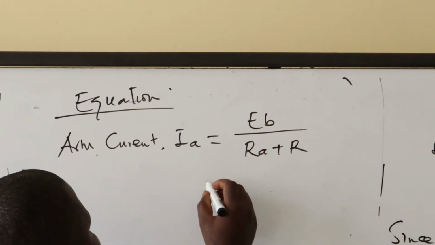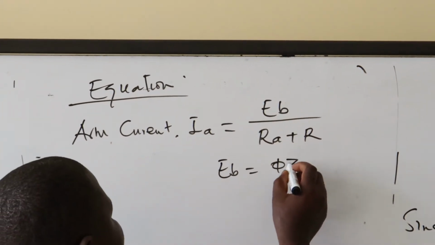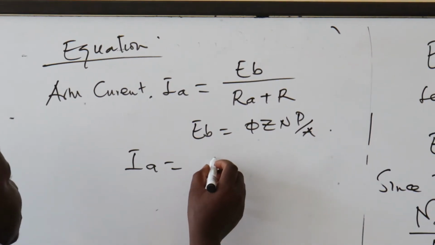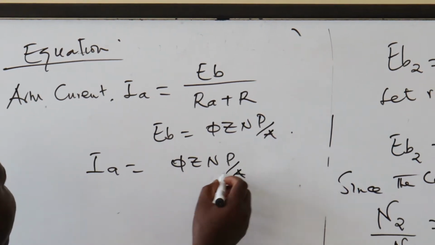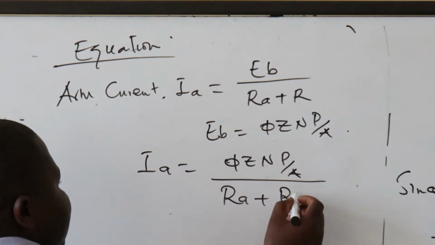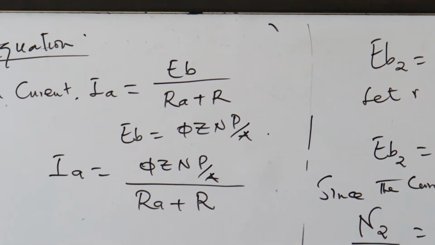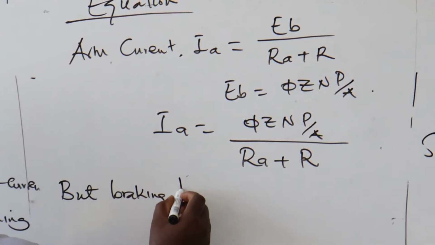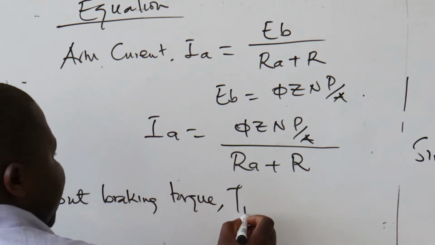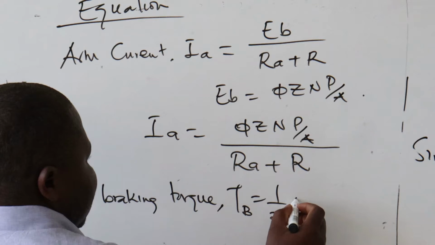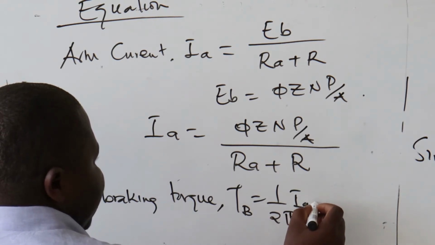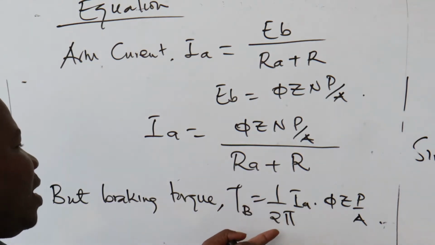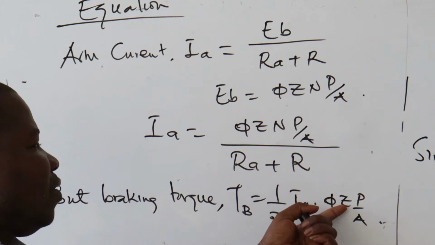But we know EB is equal to flux Z N P over A, right? Therefore, I is equal to flux Z N P over A over RA plus the braking resistance. But the braking torque, T braking, is given by 1 over 2 pi I flux Z P over A. The braking torque is given by 1 over 2 pi the current, the flux Z P over A.